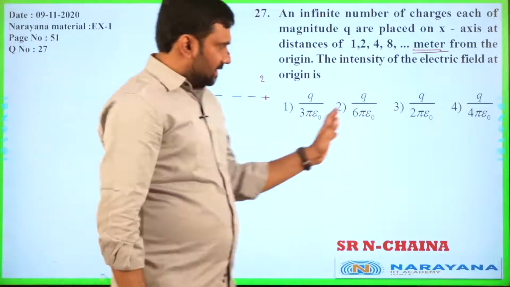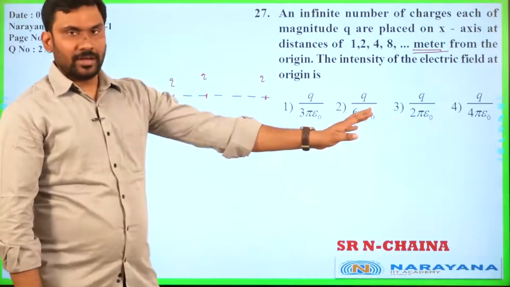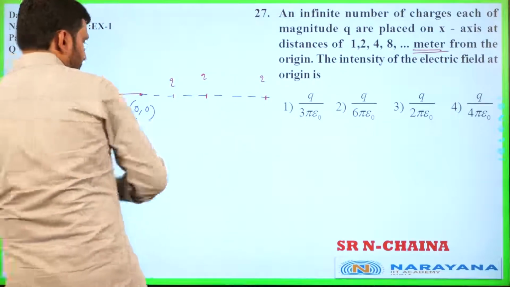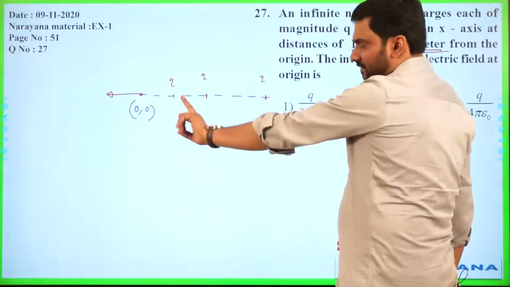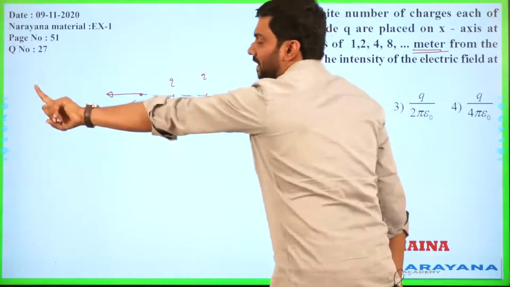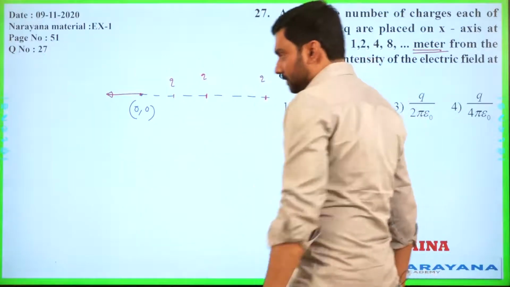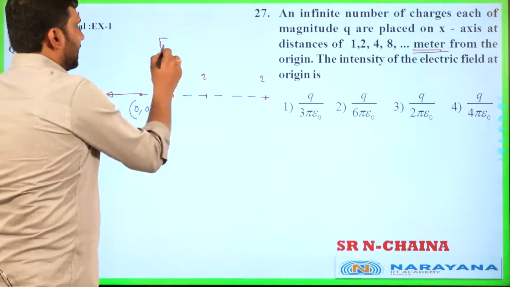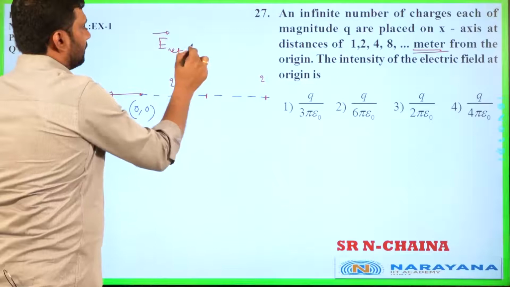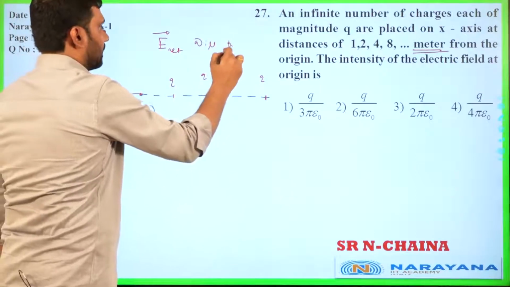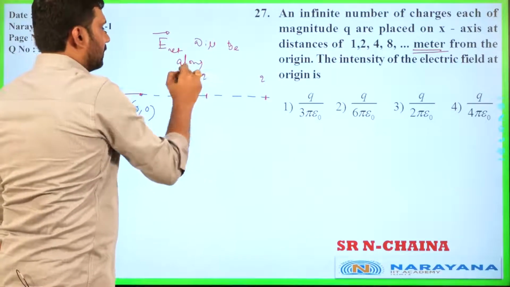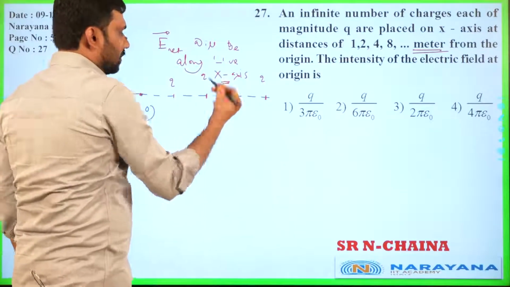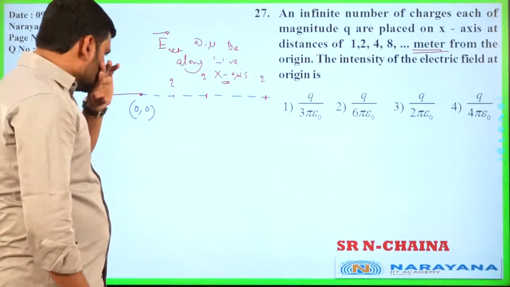Now, see, they are asking in magnitude, so that is okay, but the direction will be, for this charge, radially outward. Again, we have to think like this. If this is the charge position, radially outward is that direction. For this one also, that direction. So the E net will come in the negative x-axis. So net electric field will be along negative x-axis.